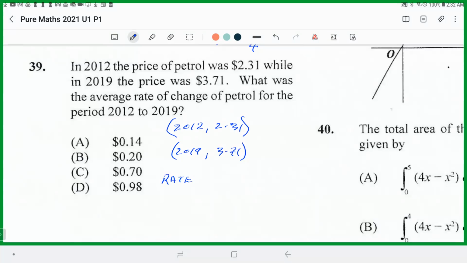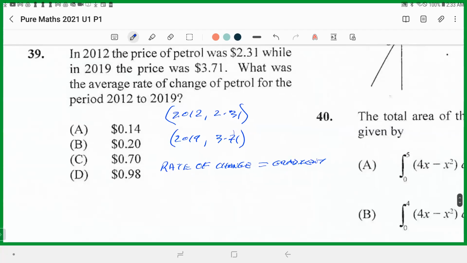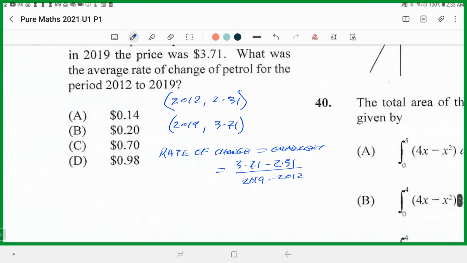All right, and then the rate of change equals the gradient in the 2 points. The rate of change we're trying to find, right? Equal the gradient. So what is the gradient? Difference in y over the difference in x. So the rate of change becomes equal to 3.71 minus 2.31 over 2019 minus 2012. And that's what we're working out.